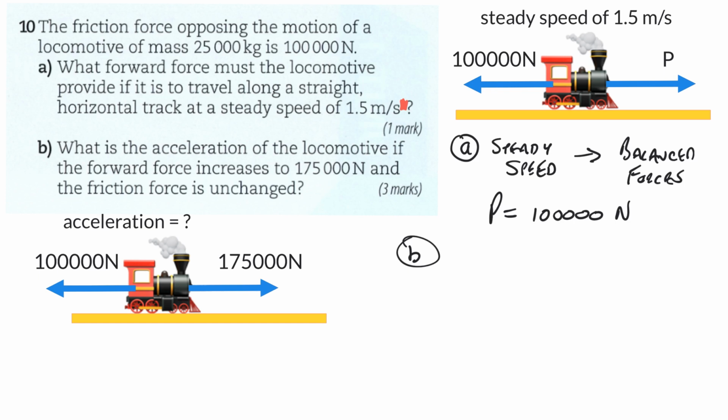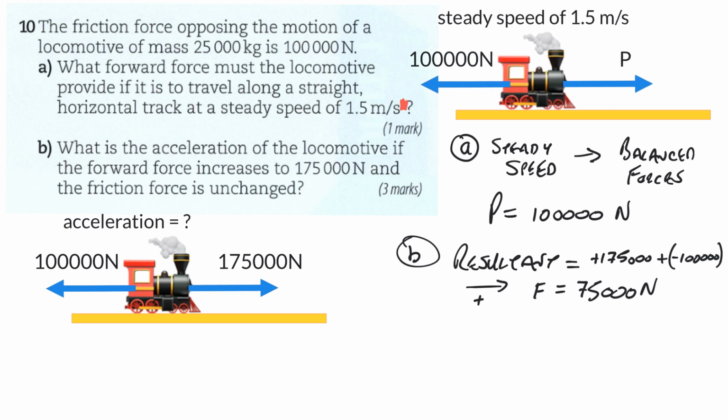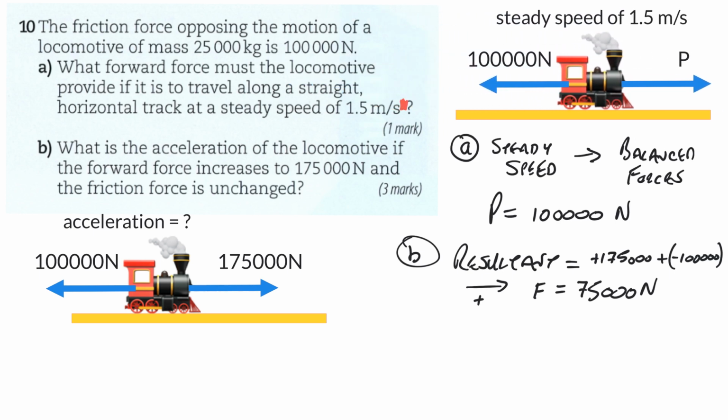We need to find a resultant force. So the resultant, taking forward to be positive, is the sum of these, with the forward one plus and the backward one negative. So it's positive 175,000 added to negative 100,000, and that's going to give us a positive 75,000. And that's the resultant force. Remember, it's the resultant force that makes the acceleration happen. We had no acceleration before because we had a balance of forces, so we only got steady speed before.